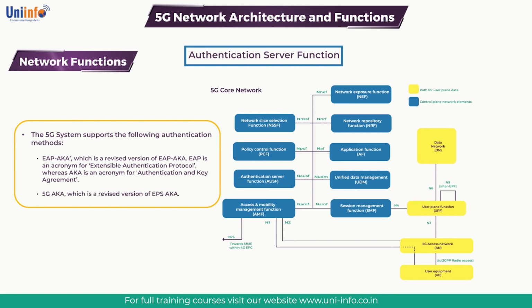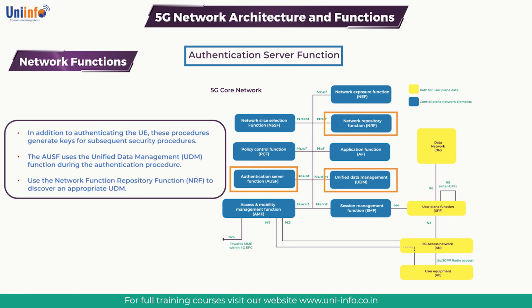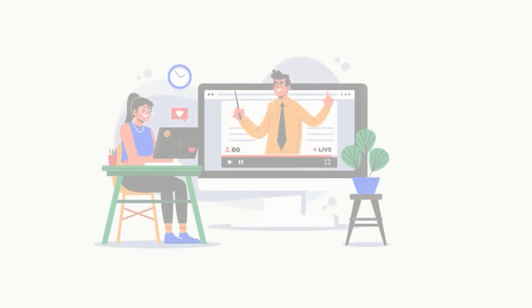And 5G AKA, which is a revised version of EPS AKA. In addition to authenticating the UE, these procedures generate keys for subsequent security procedures. The AUSF uses the Unified Data Management function during the authentication procedure. Subscription information is managed by the UDM. The AUSF may be configured to use a specific UDM, or it may use the network function repository function to discover an appropriate UDM. Here I conclude this chapter.